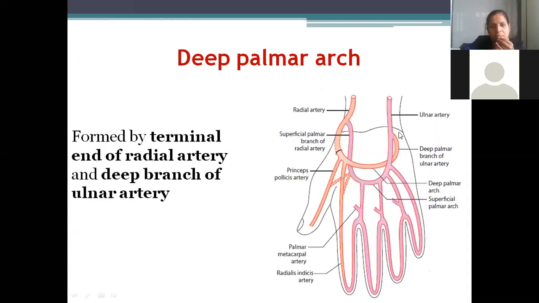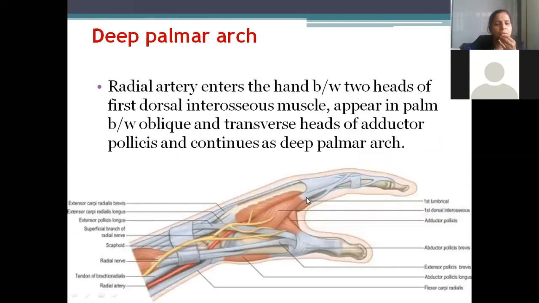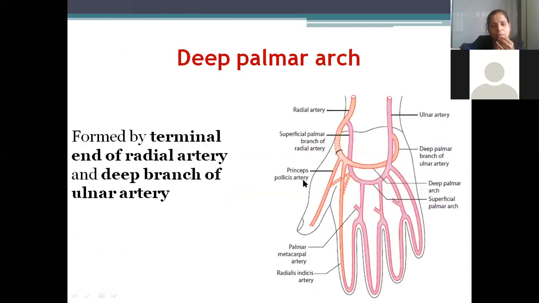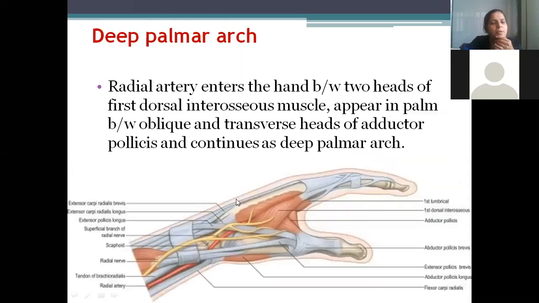So the deep palmar arch is this. It is formed by the terminal end of the radial artery with the deep branch of the ulnar artery. Okay. So these are the branches. What are those? Princeps pollicis and radialis indicis. Apart from that, these will be the metacarpal branches, at this level. Okay. So see, in these rare cases dotted lines are shown, Hema. Sometimes the superficial palmar arch is joined by this radialis indicis and princeps pollicis.